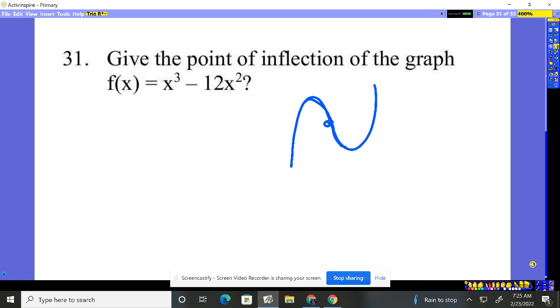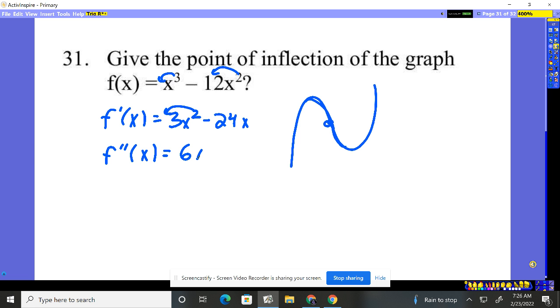Well, we get it from doing the second derivative. So I've got to take the first derivative. 3 drops down, that gives me 3x squared. 2 drops down, gives me 24x. There's the first derivative. That tells you the slope anywhere on that line, blue line there. But we want to know the point of inflection, where that curvature changes. I drop this down, taking the derivative of the derivative, and we get 6x minus 24.